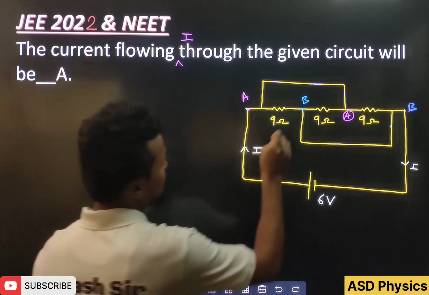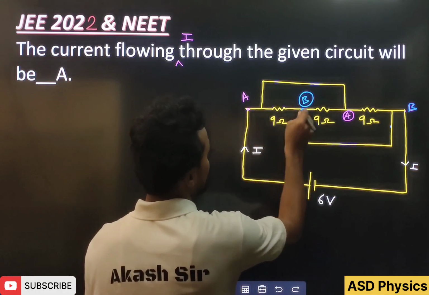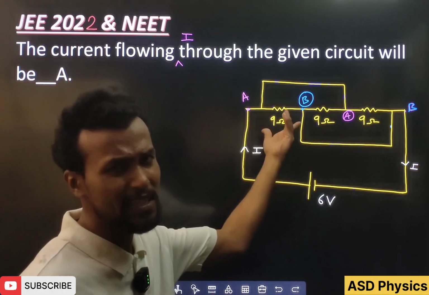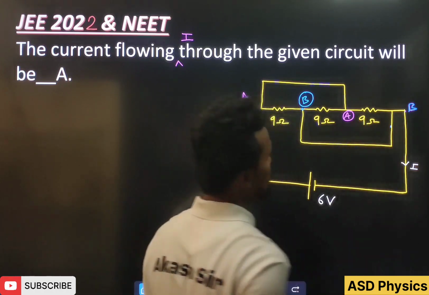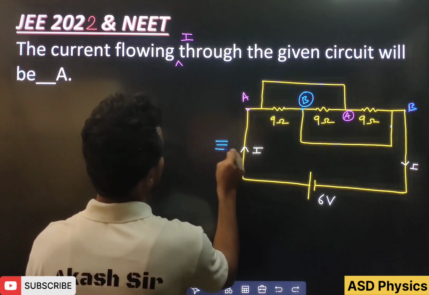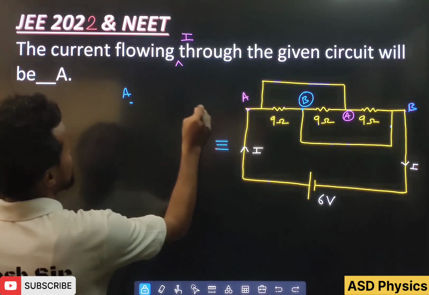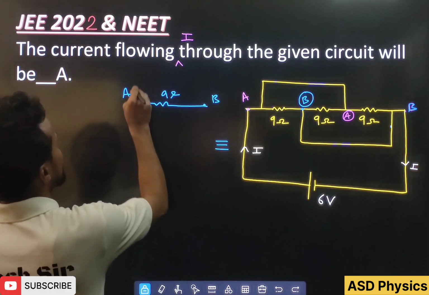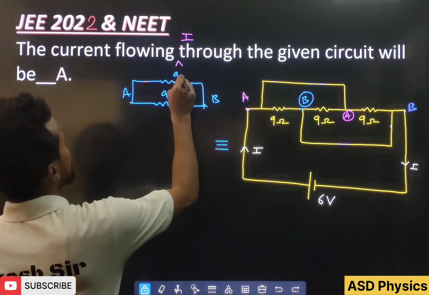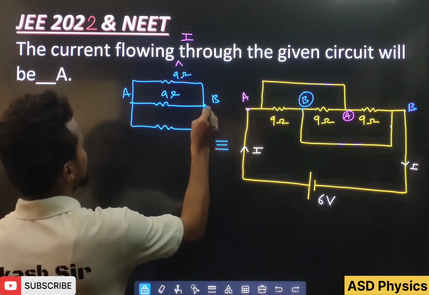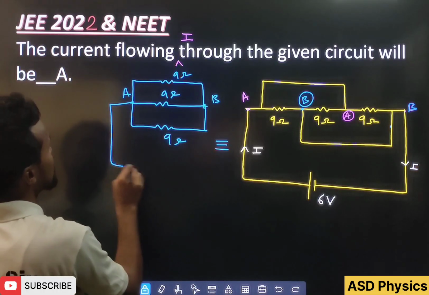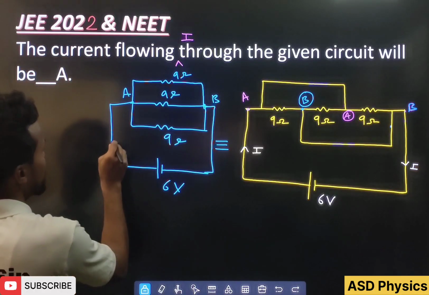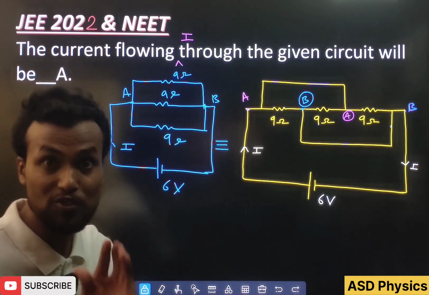So students, if you see, this 9 ohm is connected between A and B, this 9 ohm is connected between A and B, and this 9 ohm is also connected between A and B. So if I draw the equivalent diagram, this is A and this is B. Here we write 9 ohm, here also 9 ohm. They are connected in parallel. And here also we write 9 ohm. This is connected to the battery, how much is there? 6 volt. And here how much current is there? I hope you have understood very well.